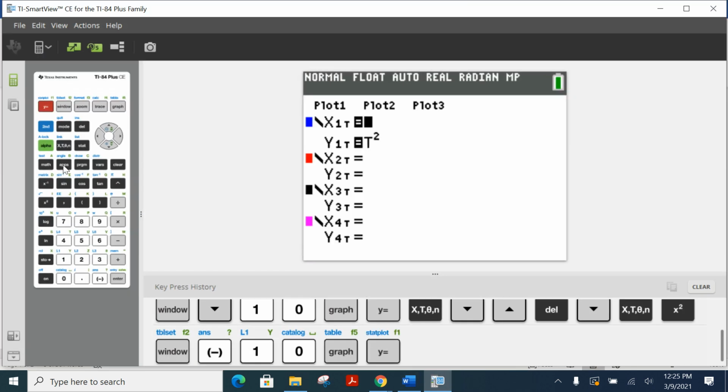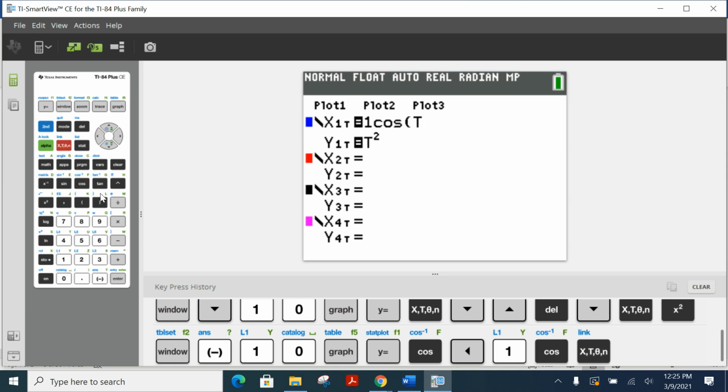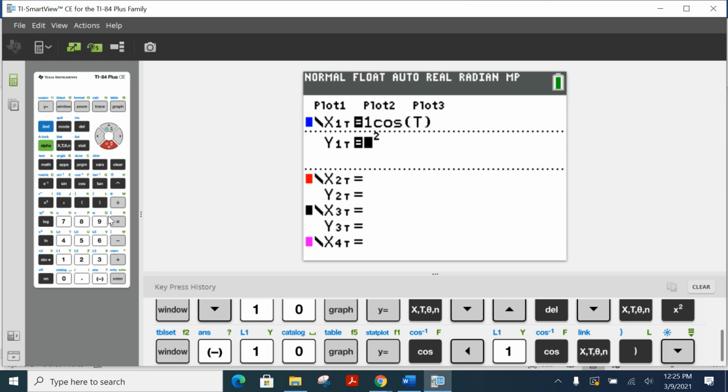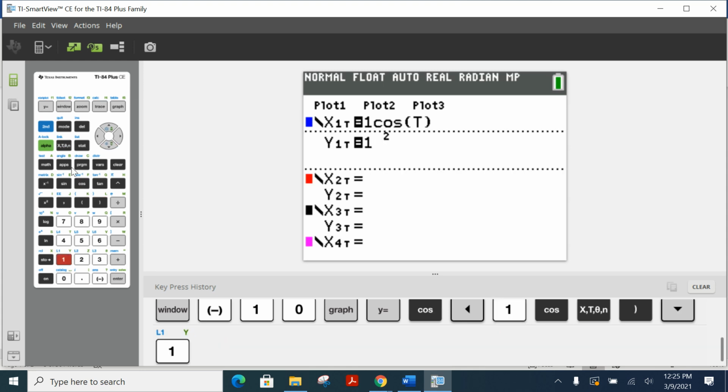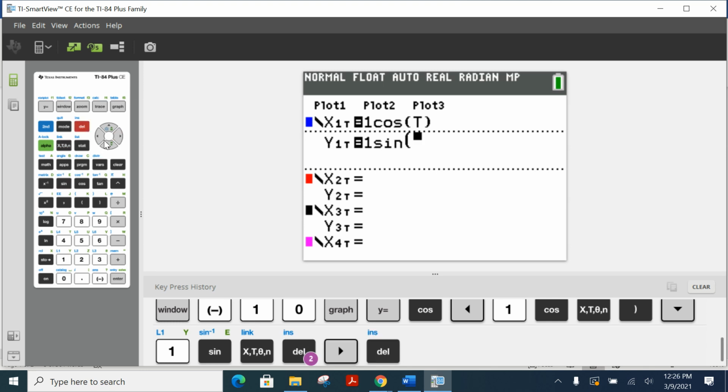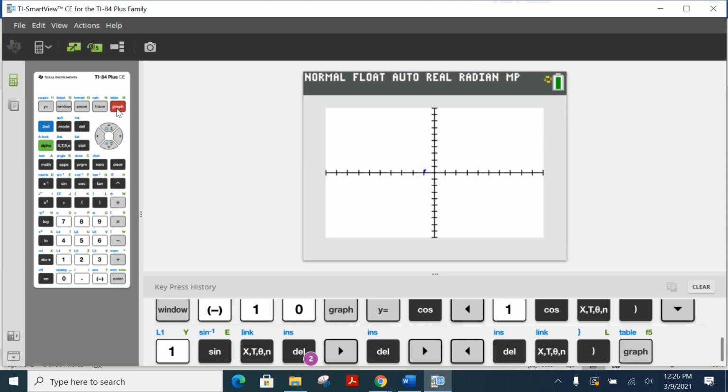So we go to our graph and we're going to do cosine. I'll actually plug in the 1 just so we know what the a stands for. So a was a 1, and then I want the cosine of t. And then the other one, a is a 1. I want the sine of t. Hit graph, it should give us a circle, right?